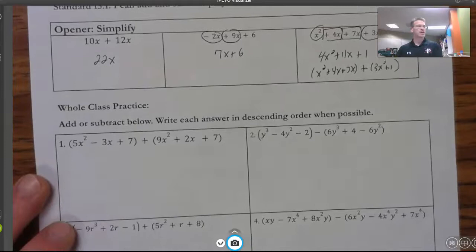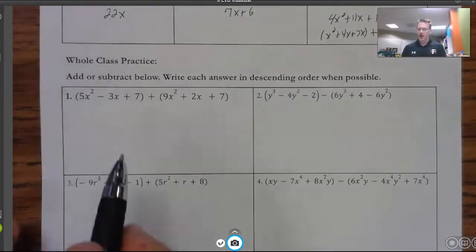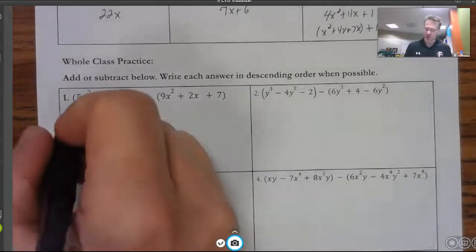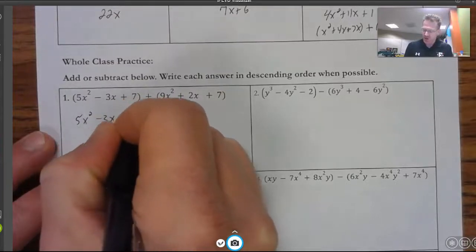Now, the biggest mistake when we add or subtract polynomials is losing terms. So I'm going to do a couple different things here to show you how to keep track of that. So one is stacking your terms, to make sure you account for everything. So now if I look at number 1, I have my first polynomial here, and I'm just going to rewrite that. So 5x squared minus 3x plus 7.